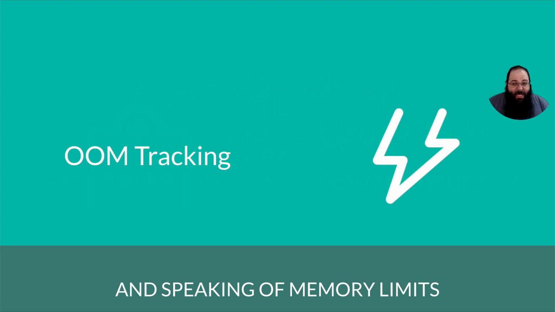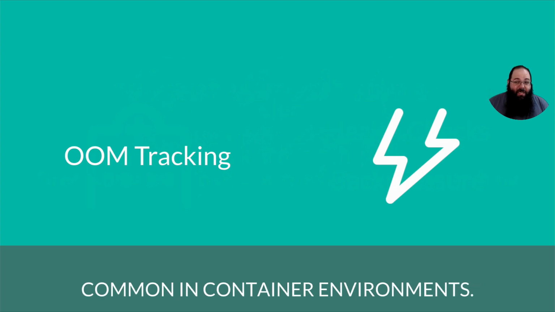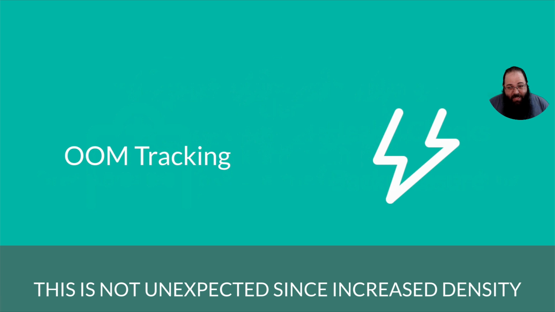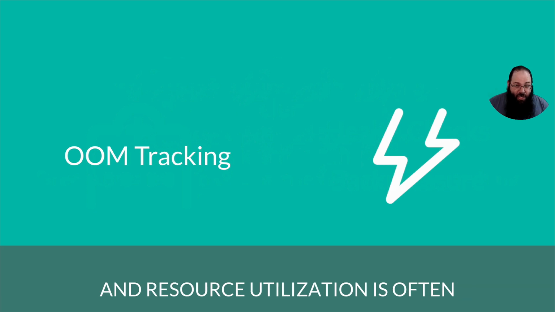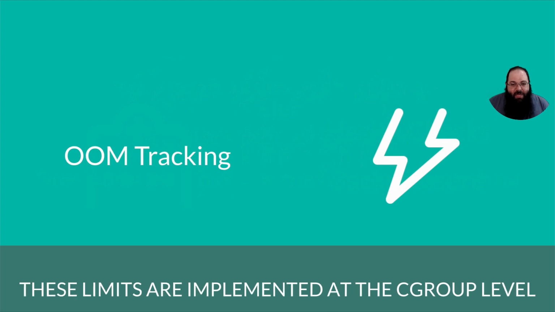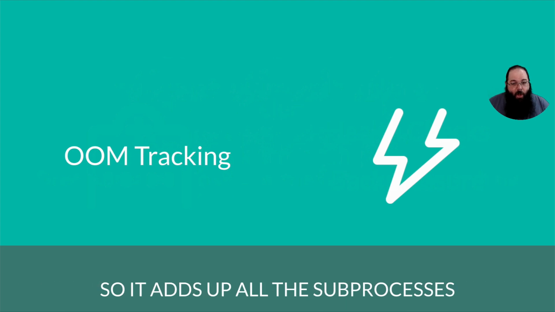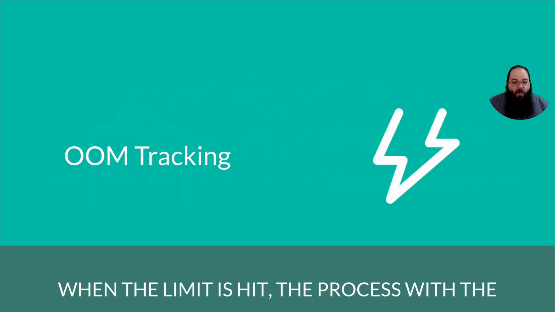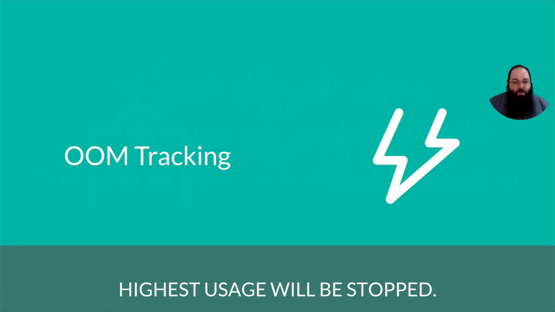And speaking of memory limits, out-of-memory errors are a lot more common in container environments. This is not unexpected, since increased density and resource utilization is often an explicit goal of moving to containers, but it does create some new challenges. These limits are implemented at the cgroup level, so it adds up all the subprocesses inside the container. When the limit is hit, the process with the highest usage will be stopped.